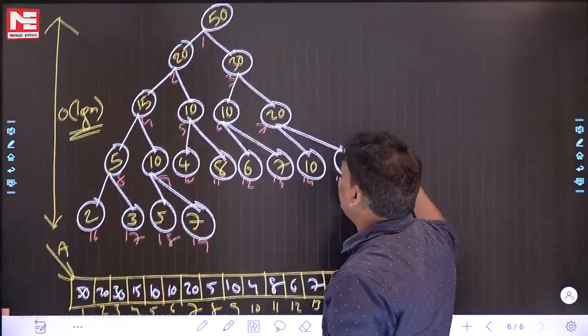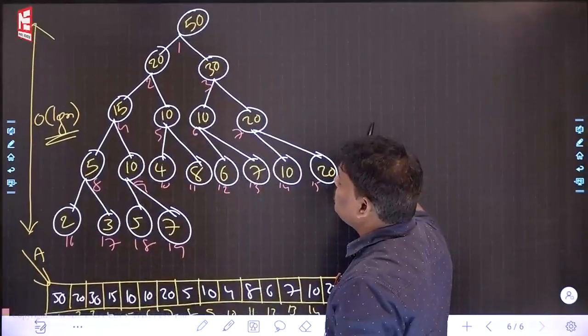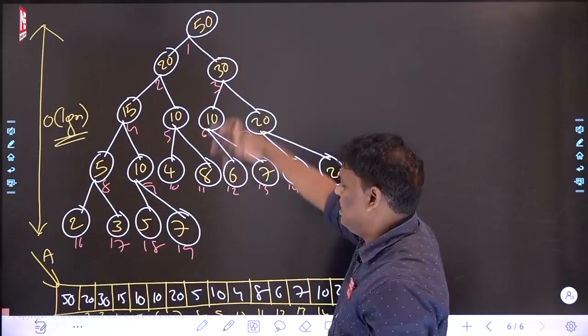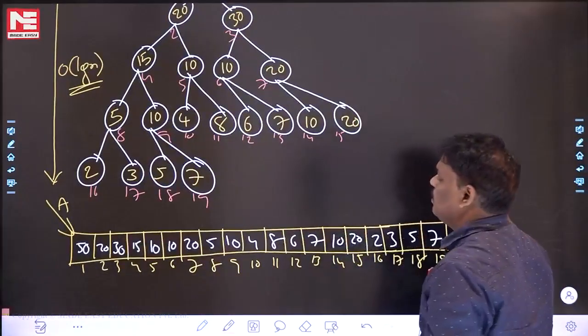Can you help me? What is the topic name? In max heap tree, how to do insertion? Can you say a max heap tree contains n elements? How many levels? Log n levels. Inside the computer, how does it look? Array format. Everything is ready.